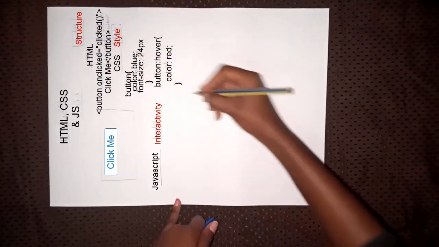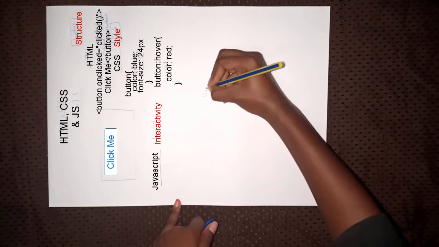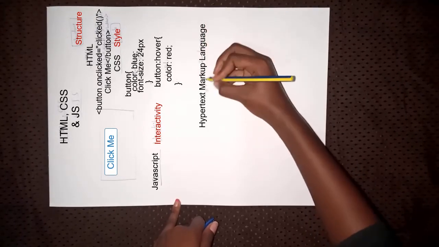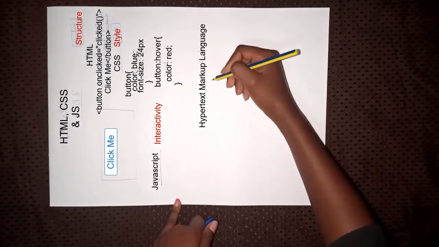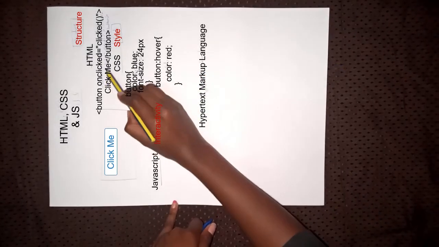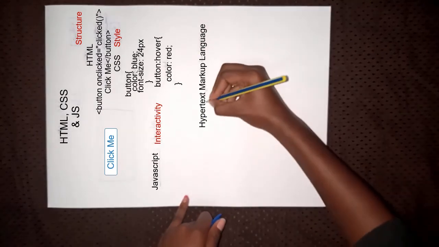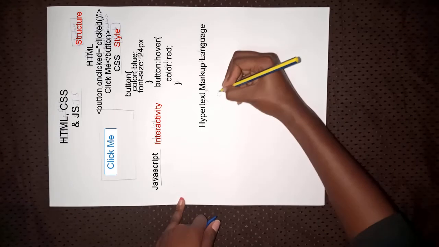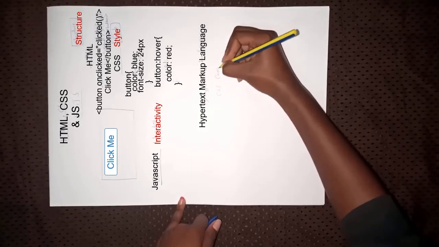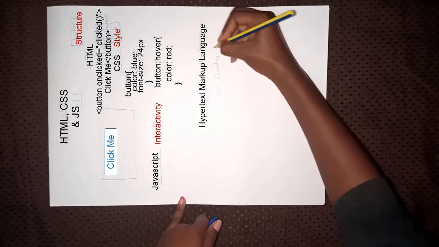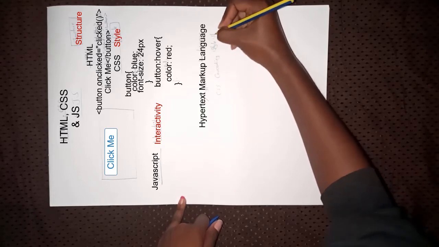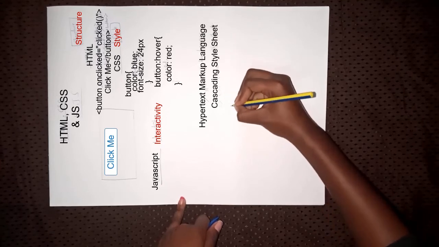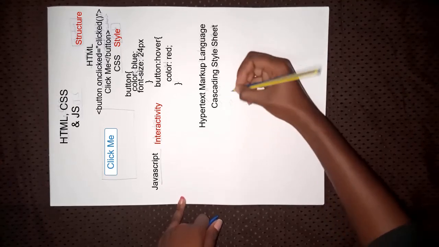HTML stands for Hypertext Markup Language. Tags and elements for writing code. So these are tags, okay, or elements. That's HTML. So it's not a programming language, it's a markup language. CSS, which is cascading style sheet, is used for styling. And then JavaScript for interactivity.